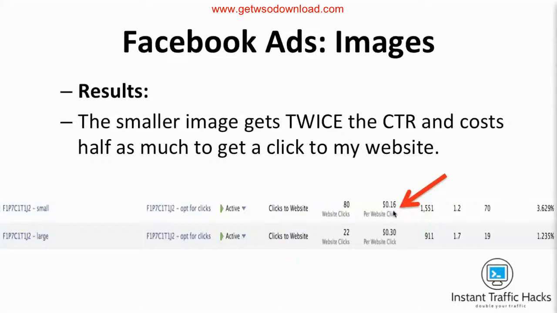For virtually the same amount of ad spend, I guess it was a little bit less down here, but 16 cents got me a website click with the small image. The large image cost 30 cents to get me a website click. If you look at the click-through rates over here, again, it was more than doubly successful. With the small image, people would click on it more likely than the big one.